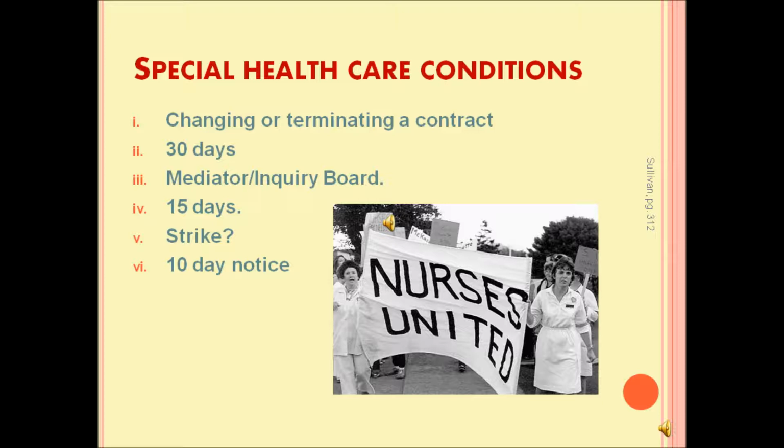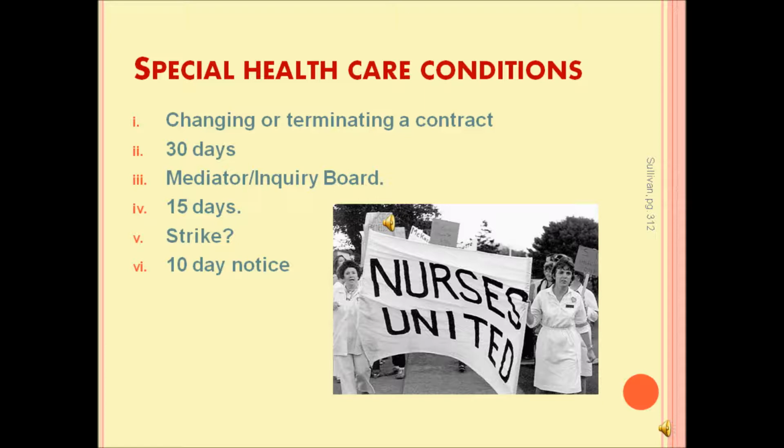If after 30 days of this notification both sides cannot agree, then the Federal Mediation and Conciliation Service must be notified. They will then appoint either a mediator or an inquiry board within 30 days. The mediator or board must make recommendations within 15 days. If after 15 more days both sides cannot agree, then a strike vote can be conducted and a strike can be scheduled.